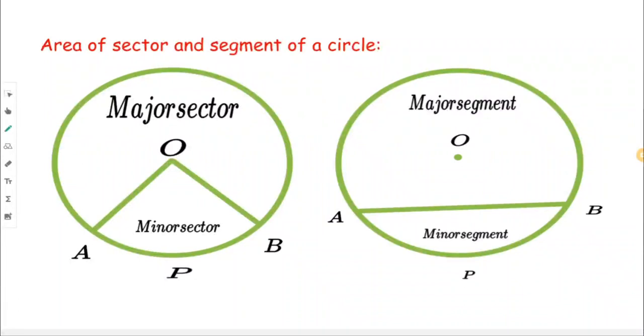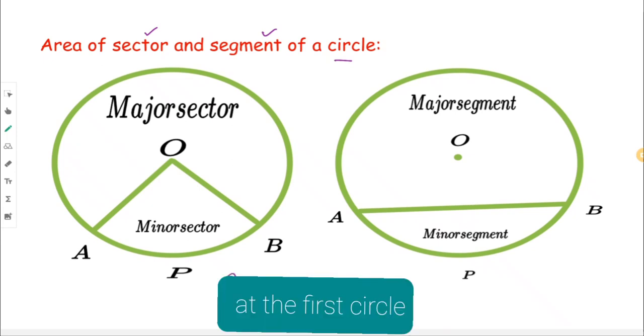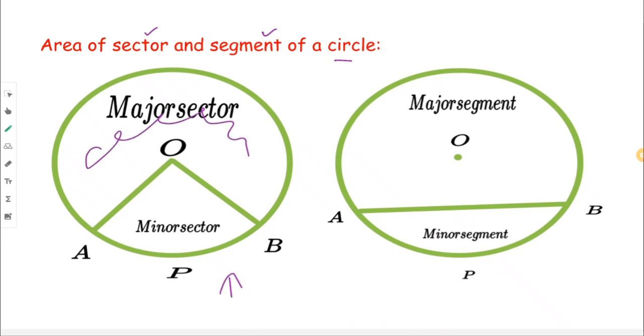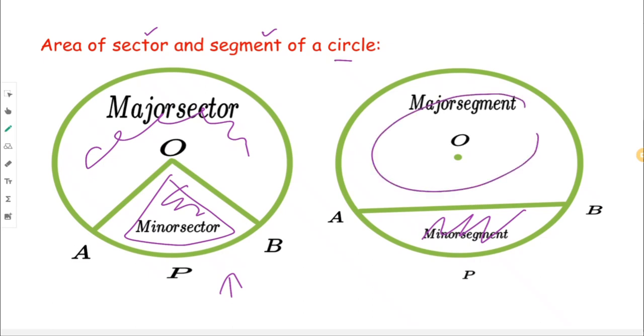Before we start solving equations, let us understand sector and segment of a circle. So when you look at the first question, pretty easy, right? This is your major sector, the entire area, and then this little pizza size here, this is your minor sector. Same thing with minor segment, this is your minor segment, this entire thing is your major segment.